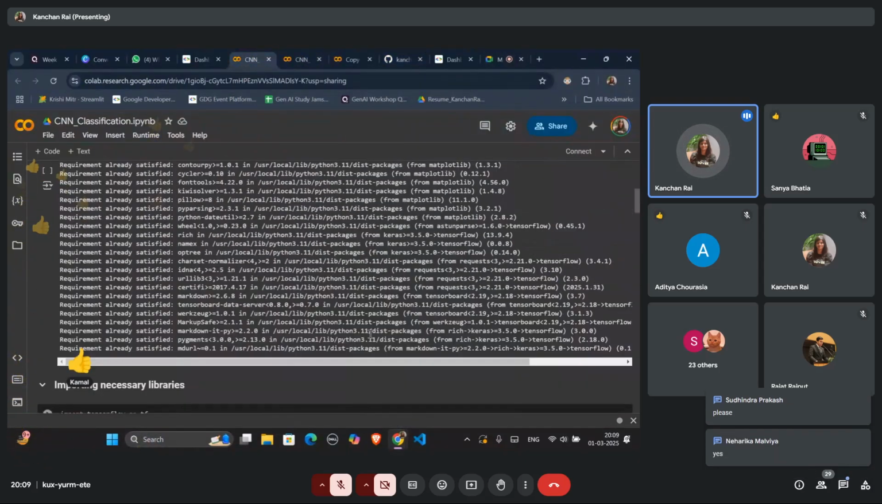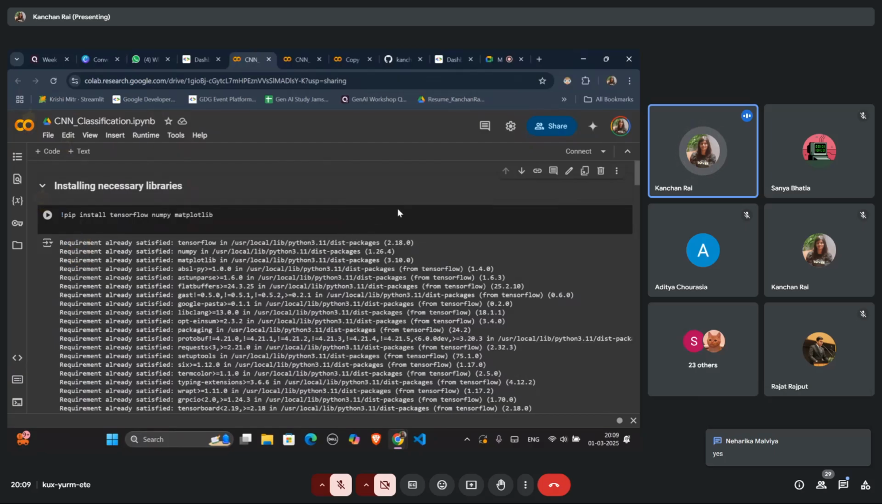So I have already prepared the notebook. It took me like 2 hours to train this convolutional neural network. So I am not going to run everything. I am just going to explain the code. I hope that's okay. I'll provide the notebook to you. That's all right now. Okay, fine.